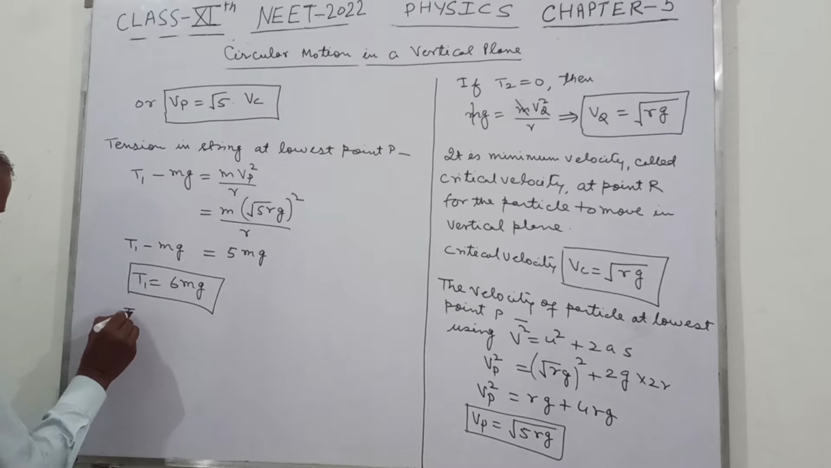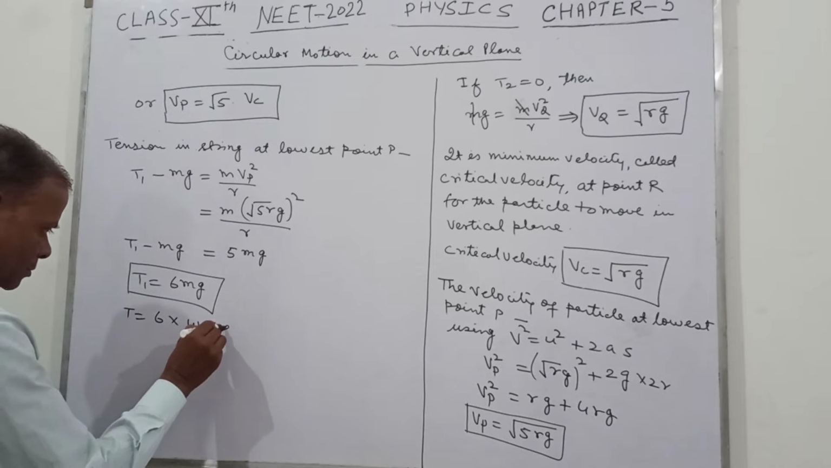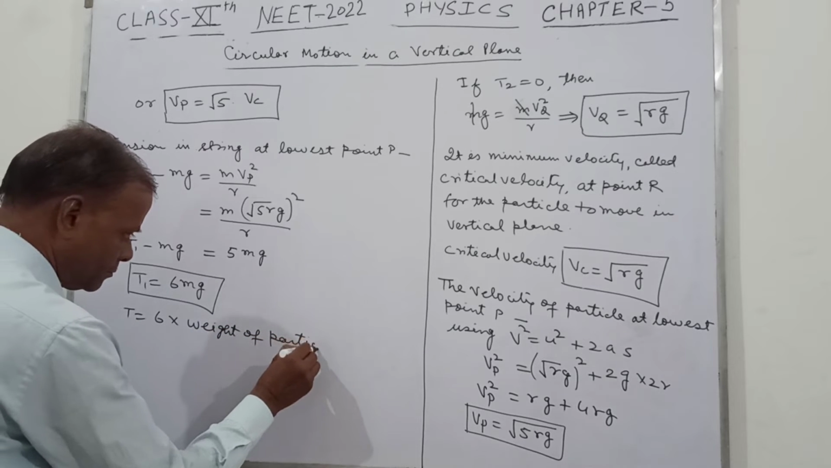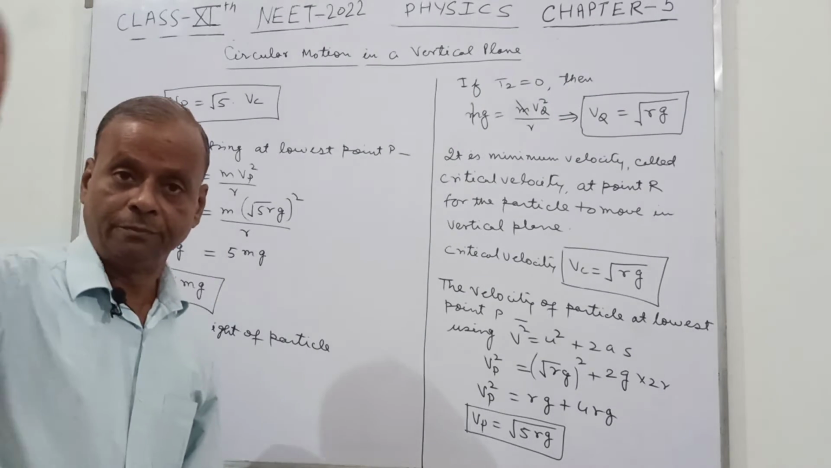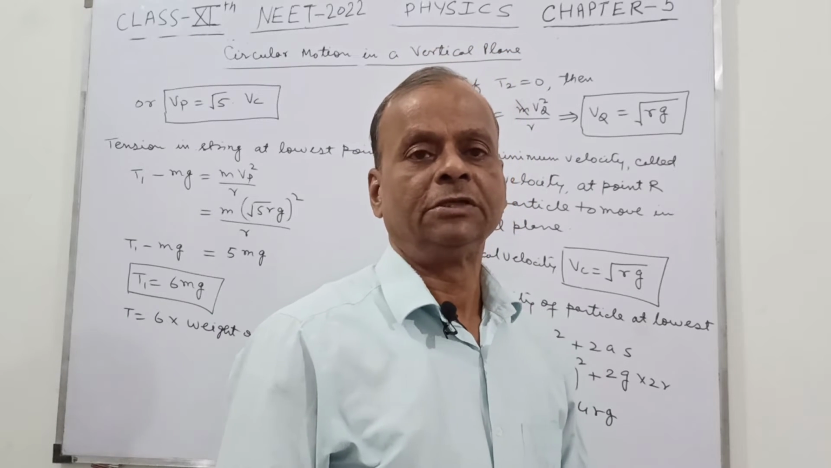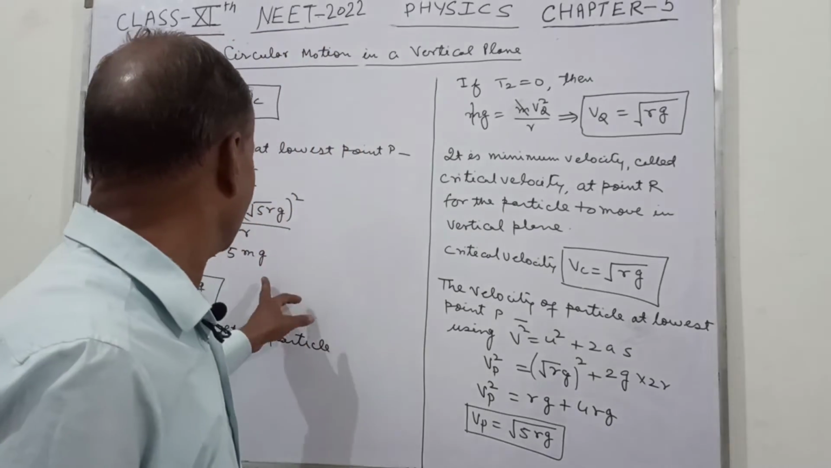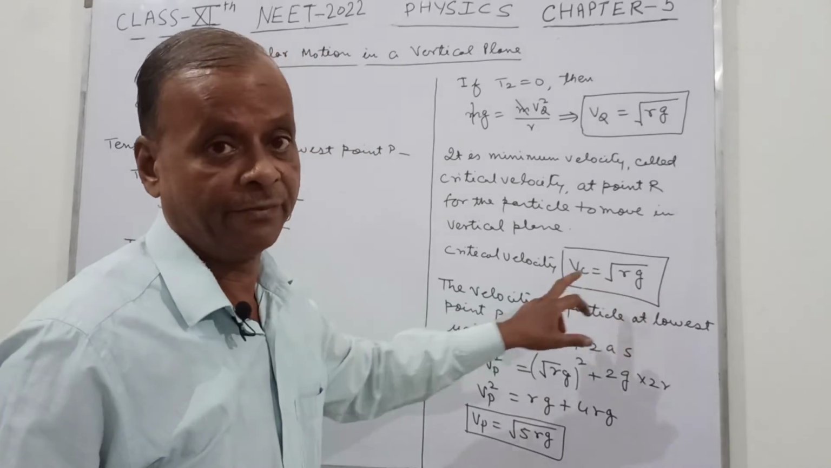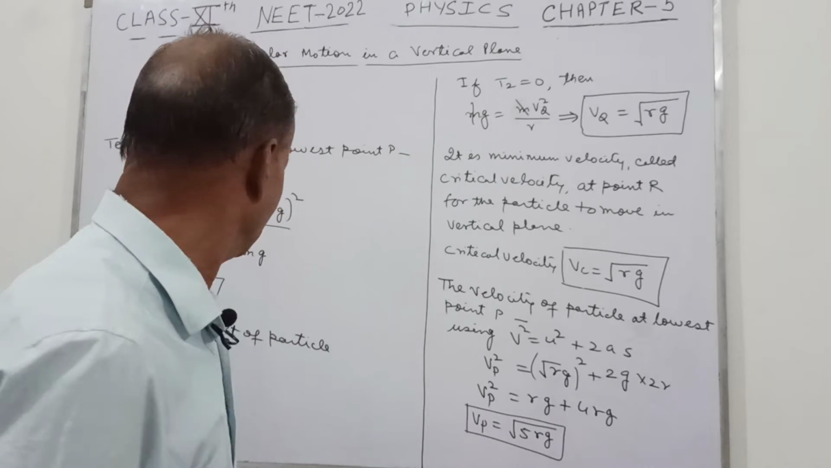So T1 equal to 6 into weight of particle. So for the circular motion in the vertical plane, the minimum tension is 0 and maximum tension is that of your 6 mg. Minimum velocity is square root of rg and maximum velocity is square root of 5 rg.